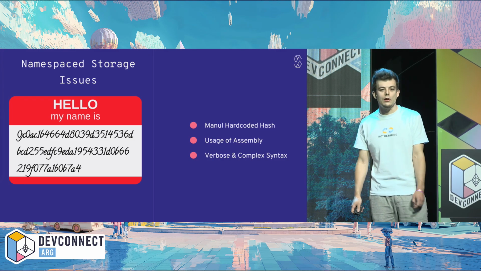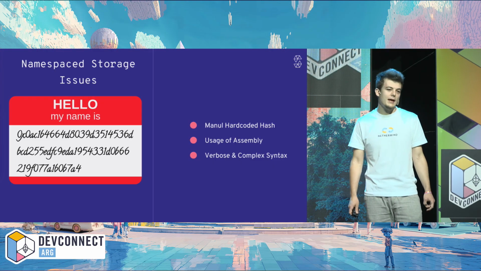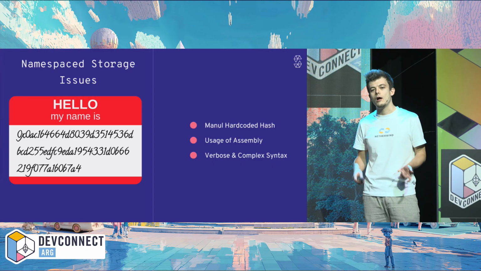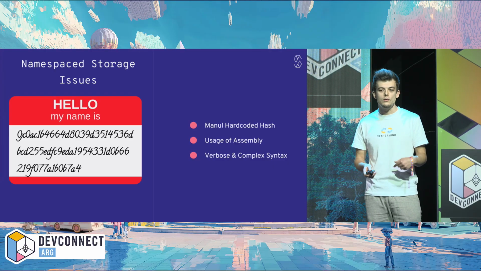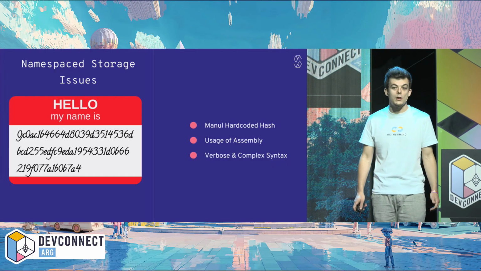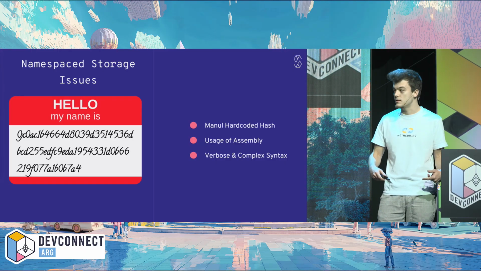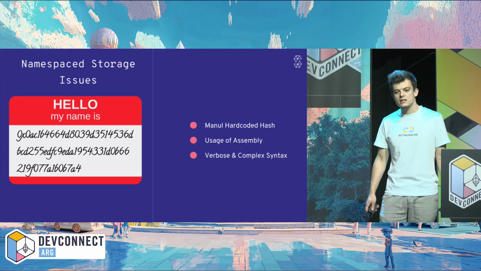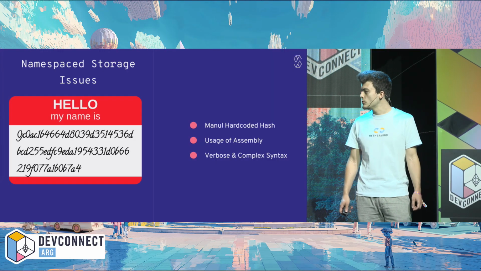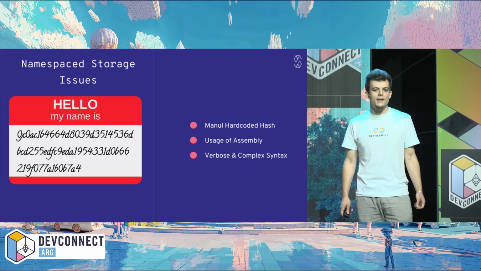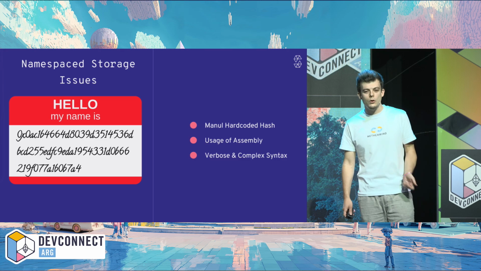First of all, the manual hard-coded hash can be problematic because you can easily copy one contract into another when coding an initial version, and then you forget to update this hash, and suddenly you have them in the same place, which would obviously not be good because they overwrite each other. Also, the usage of assembly, even if it's quite minimal, is not ideal to have to resort to. And also, as you saw, the syntax is verbose and complex.